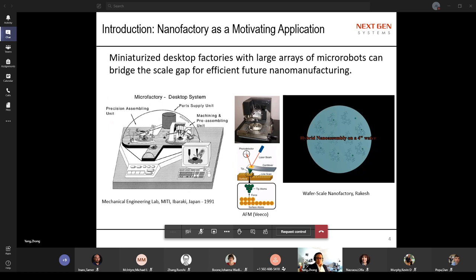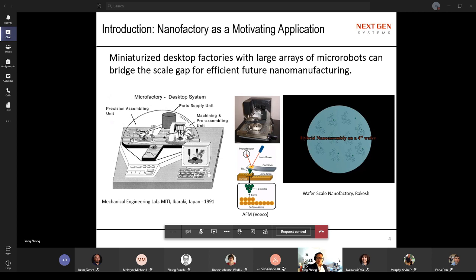The concept of microfactories was first brought up in the early 1990s by a Japanese lab, which introduced the concept of the desktop microfactory. In this microfactory, you have a sorting system, carrying system, and also assembly system. The whole system is automatically controlled by the computer.